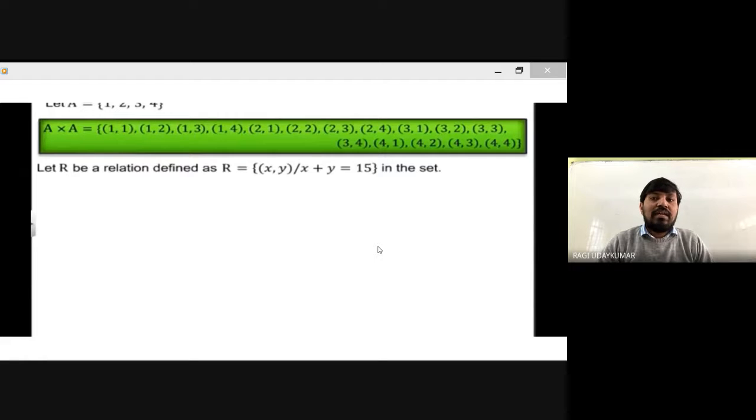Consider the relation x plus y is equal to 15 in the set. You need to find out the pairs whose sum of the two numbers is equal to 15.